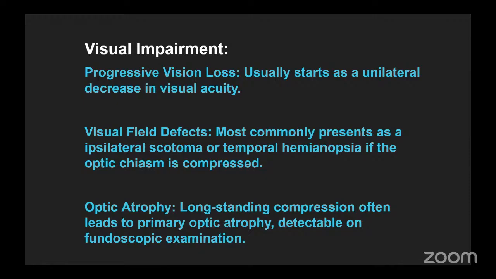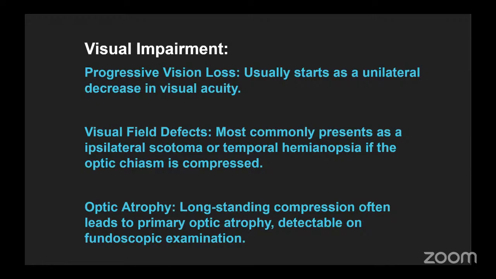So now the location decides what kind of visual impairment there is. Usually there is unilateral decrease in visual acuity, and there can be visual field effects, most commonly present as ipsilateral scotoma or temporal hemianopsia, or a patient can have bitemporal hemianopia as well if there's optic chiasm involvement.